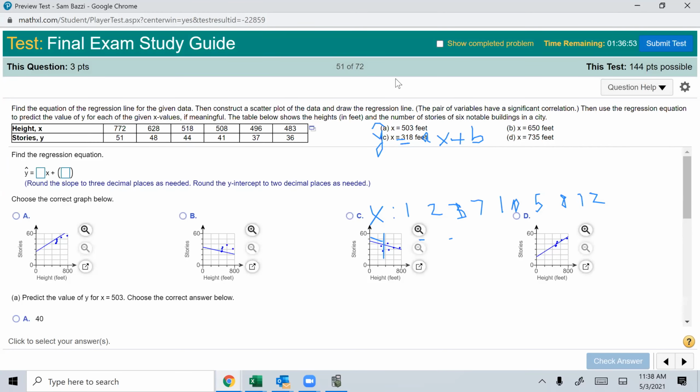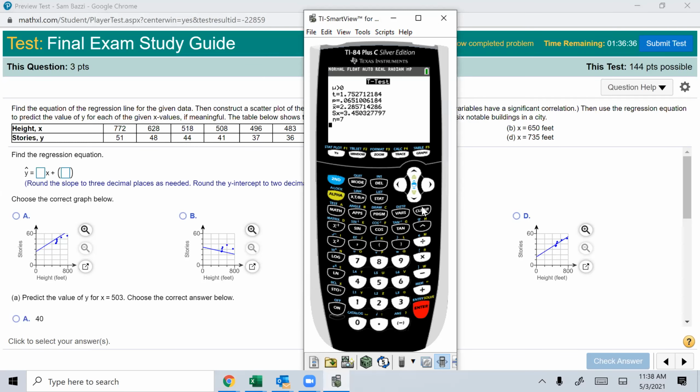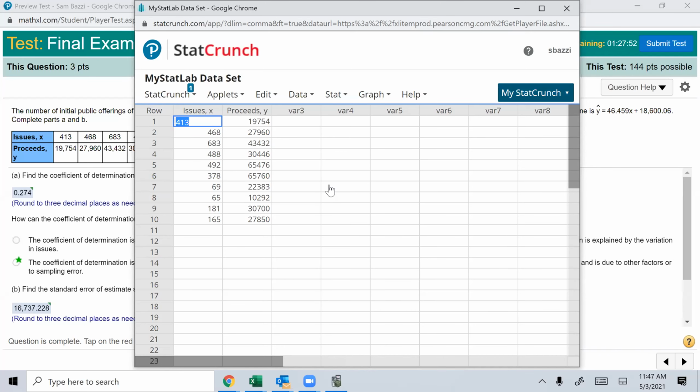Okay, here's another question. Find the equation of the regression line for the given data, then construct a scatter plot for the data and draw the regression line. I'm going to do this, guys, using the calculator this time because I haven't shown you how to use the calculator for this. So I'm going to put the x values in L1, the y values in L2, and then, okay, we're back to this.